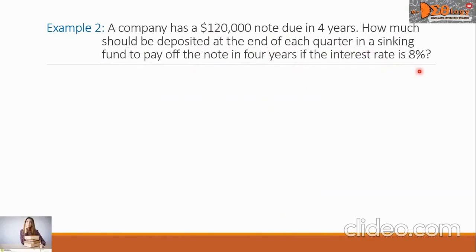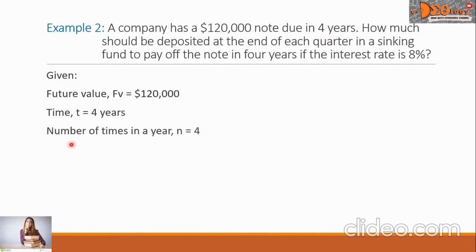Let us now write the given of the problem, starting with our future value. That is the $120,000. Next is the time denoted by T, that is 4 years, followed by the number of times in a year that the company must deposit the amount, and it's written here each quarter. For our n, it will be 4. There are 4 quarters in a year.